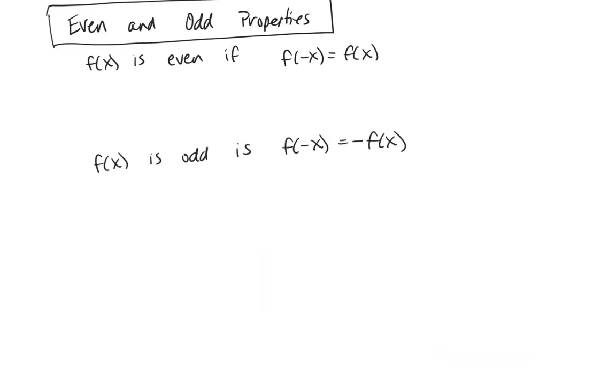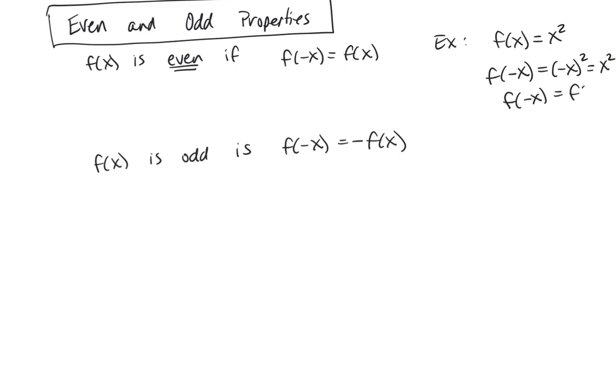And lastly, we're going to look at even and odd properties of trig functions. Just a reminder, a function is even if f of negative x equals f of x. For example, if we have our function f of x equals x squared, if you put in negative x, you would get negative x quantity squared, which is equal to x squared. So when you plug in a negative, you get the same thing as your original function. So x squared is what's called an even function.